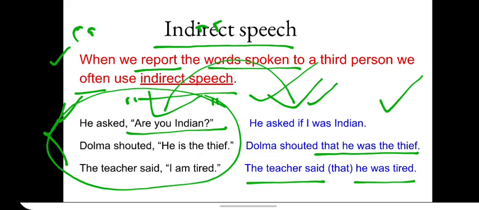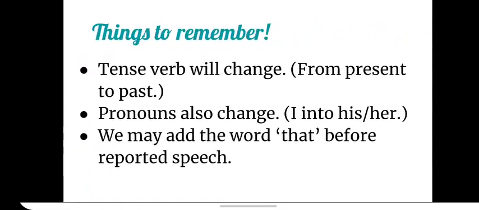Indirect means we must change some words in order to keep the content, in order to keep the meaning alive. I hope you get that. Let's talk about things to remember.